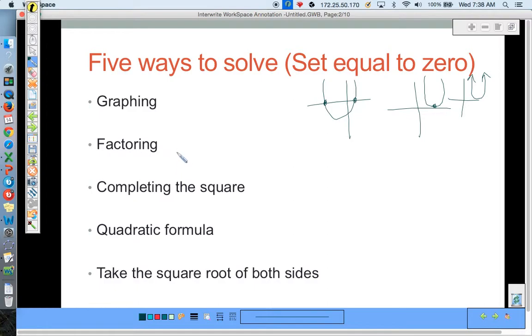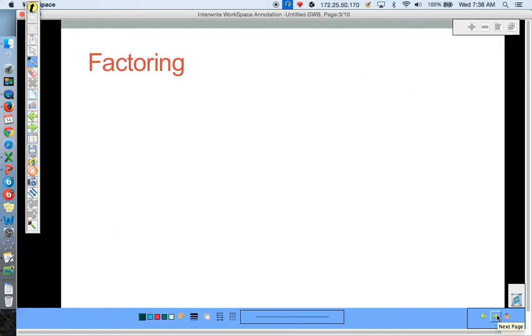We're going to talk about factoring, completing the square, using the quadratic formula, and taking the square root of both sides. So the first method we're going to look at is factoring.